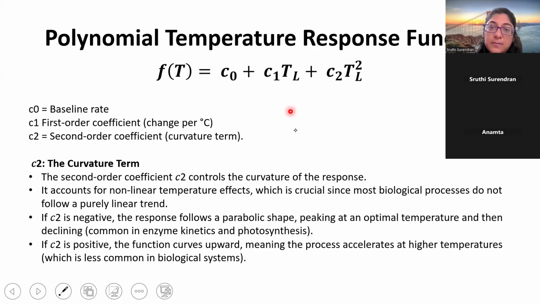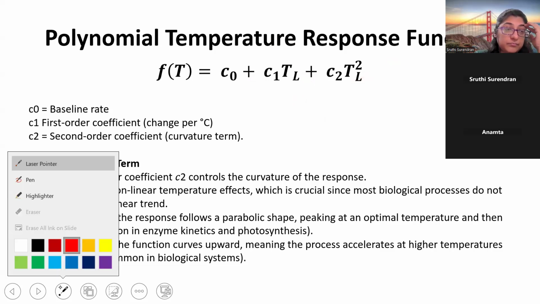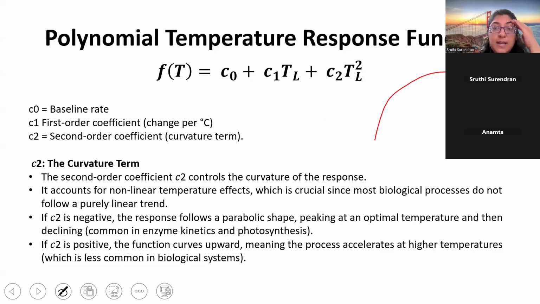If you look at this term here, it is varying linearly with temperature, but this one is varying non-linearly with temperature. So if C2 is negative, the response follows a parabolic shape, peaking at an optimal temperature and then declining. It will go like this. And if it is positive, the function curves upwards, meaning the process is accelerating at higher temperature. If it is negative, it will go like this.